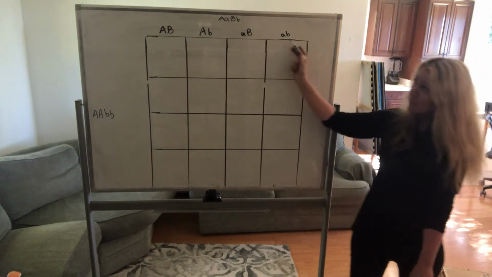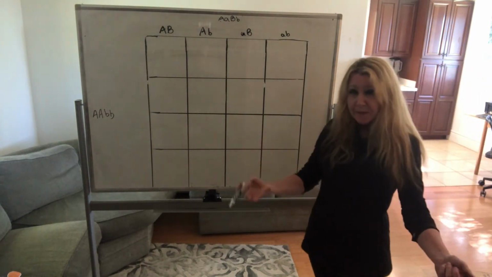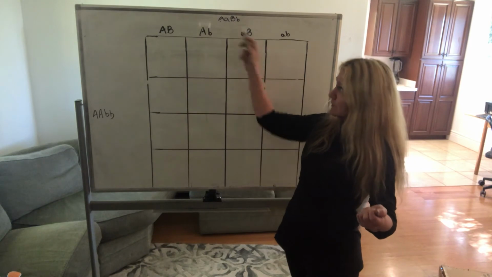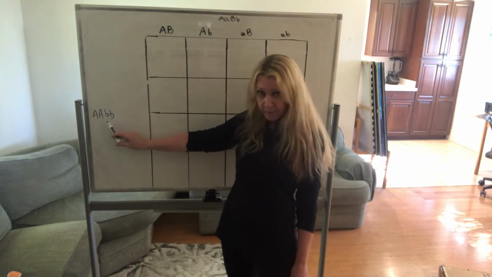Okay, so these are the gametes now. So these are the sex cells. For this, since it's not sex-linked, it doesn't matter if I put these on this side or this side. Now though, I'm going to do it over here.